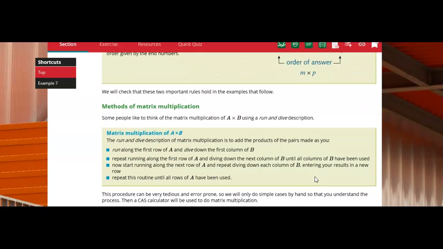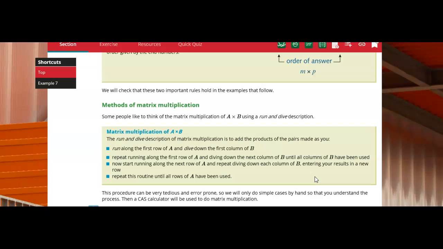Okay, since we're here, let's have a look at the methods of matrix multiplication. Let me just read this. I haven't done this before. Some people like to think of the matrix multiplication of A times B using a run and dive description. The run and dive, oh, I see what it means. This run and dive means we're going across and then down. So we run across and then we go down.